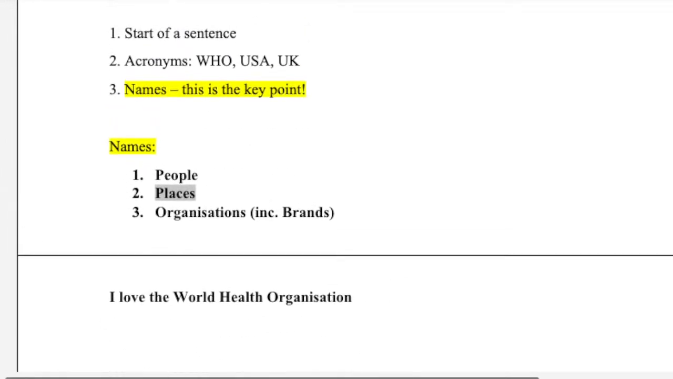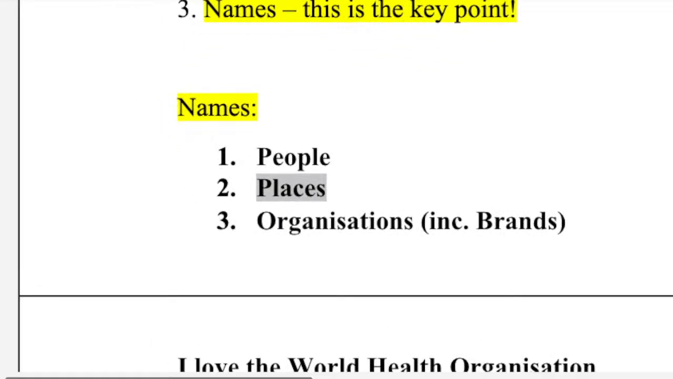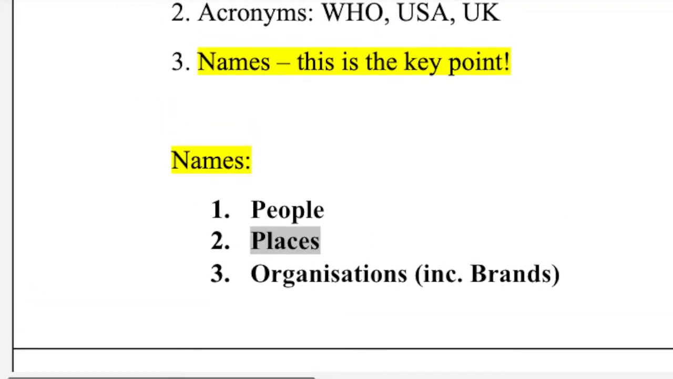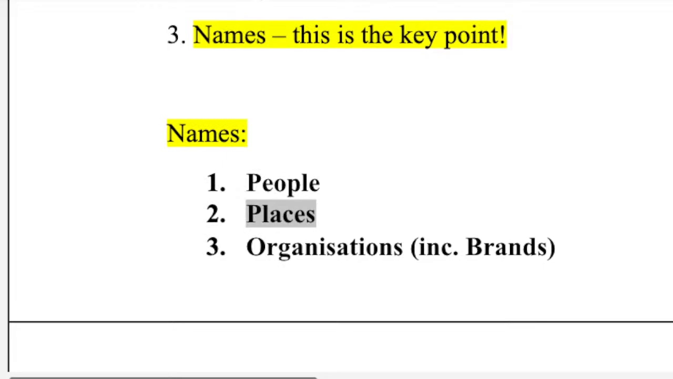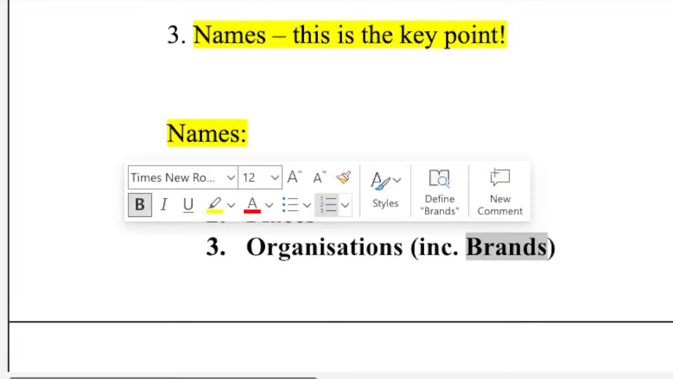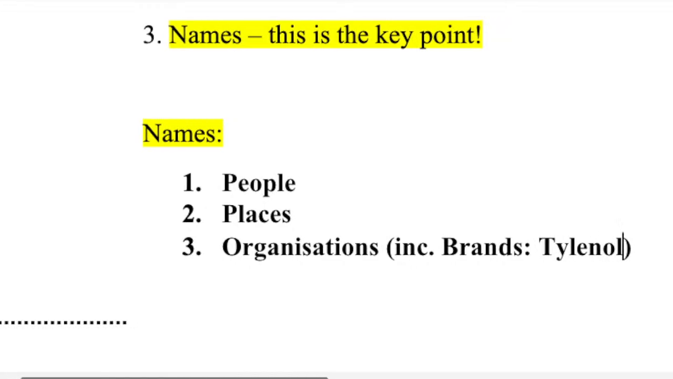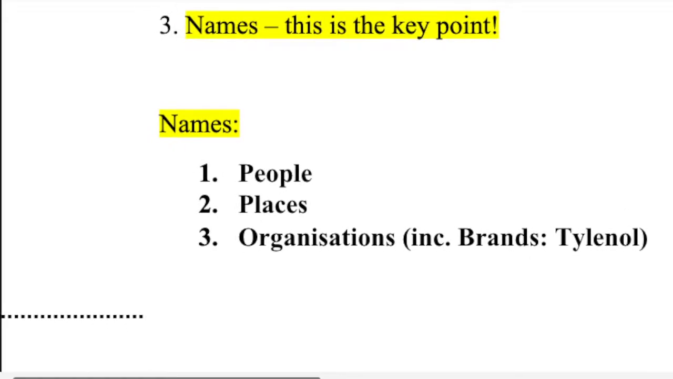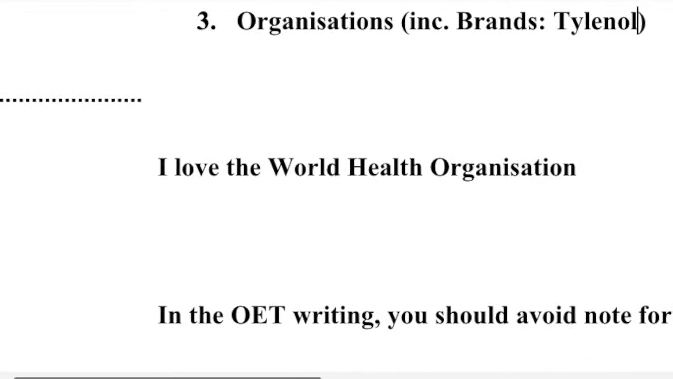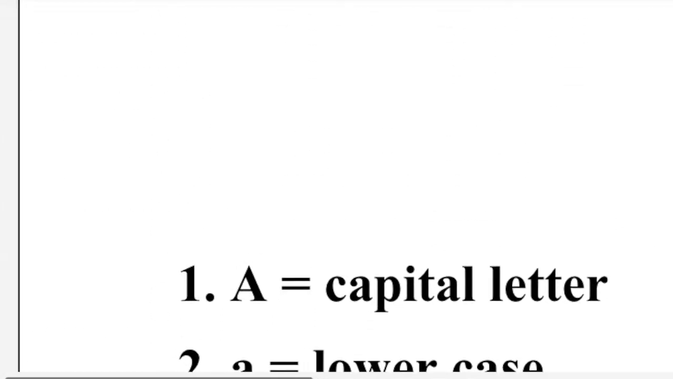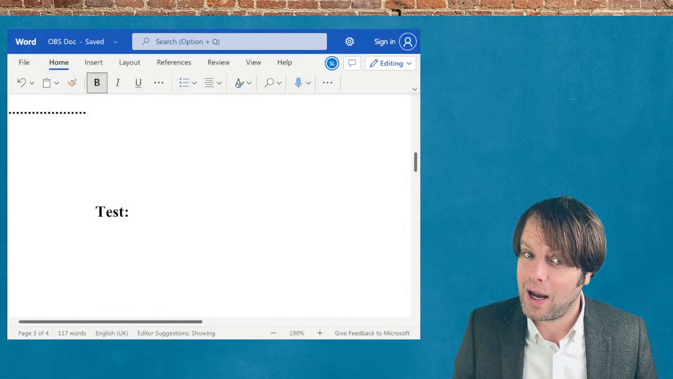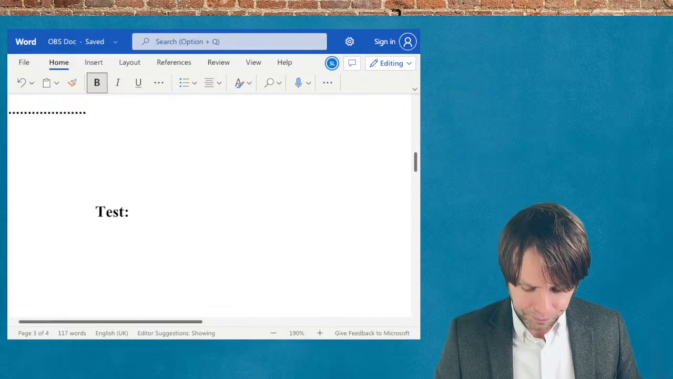So why do we use capitals? The key point, guys, is names. Names of people, names of places, names of organizations, including brands like Tylenol. So that's it. Now let me give you a quick test on this, guys. I'm going to finish this class with a very quick test. Let's see if we understand. We're talking about names. It seems to be clear, right?